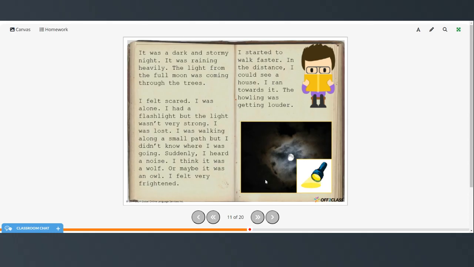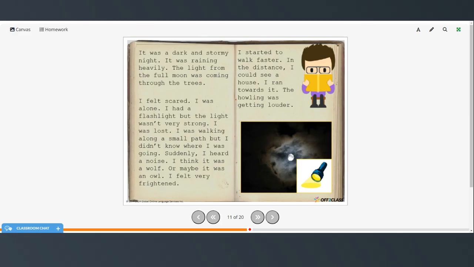All right, so now you can follow along as I read the text, and then after you've listened, I'd like you to go back and read the text aloud to practice your own pronunciation. It was a dark and stormy night. It was raining heavily. The light from the full moon was coming through the trees. I felt scared. I was alone. I had a flashlight, but the light wasn't very strong. I was lost. I was walking along a small path, but I didn't know where I was going.